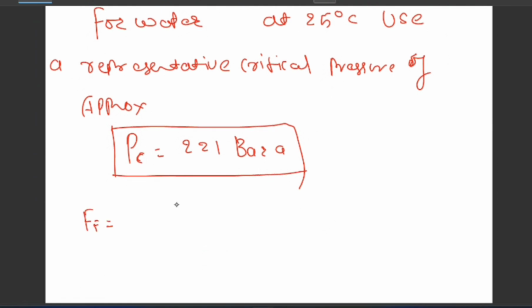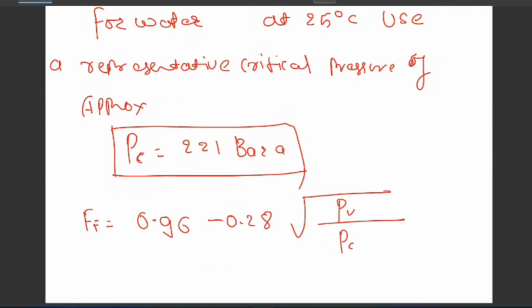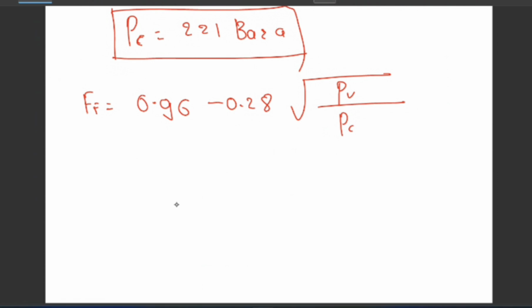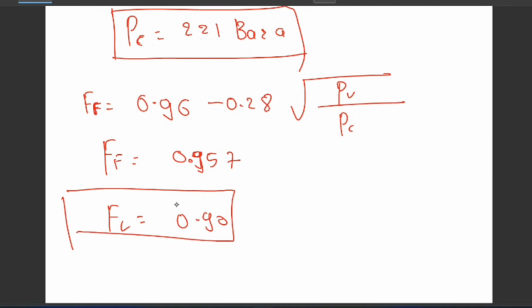FF is 0.96 minus 0.28 times the square root of PV by PC. These are the standard values. We don't need to calculate or obtain these values. These are standard values and standard formulas. So you will get FF as 0.957. And FL, you don't need to obtain these values either. These are the standard values.